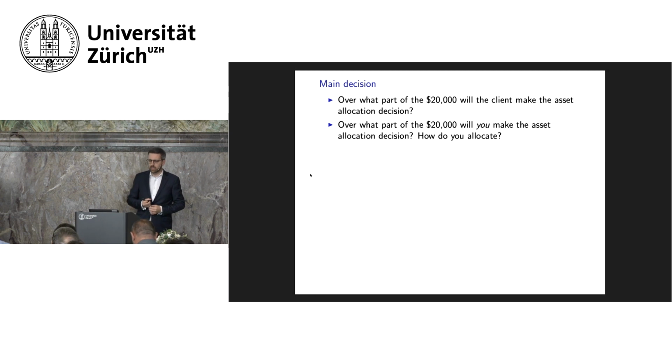The decisions by the certified financial planners are about how much discretion do I want to leave to that client? What part of the $20,000 do I want to let the client decide about? How much of that to put into the stock ETF or the bond ETF? And how much do I want to force the client?